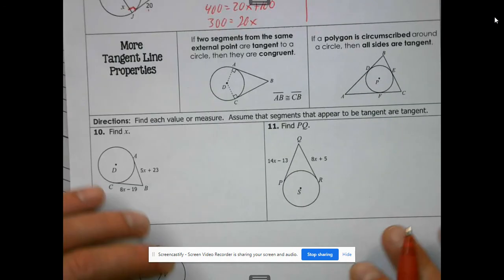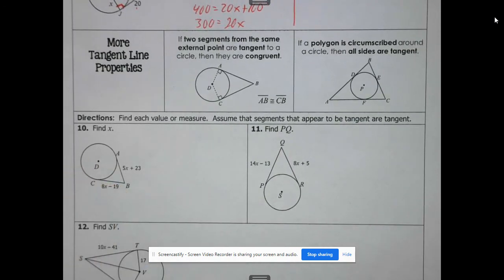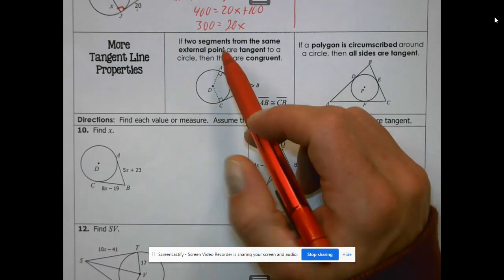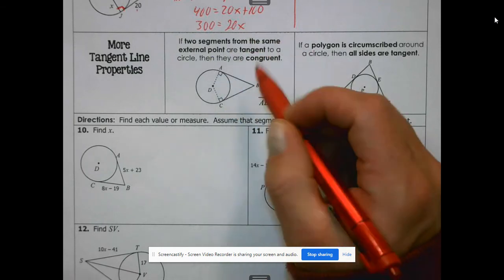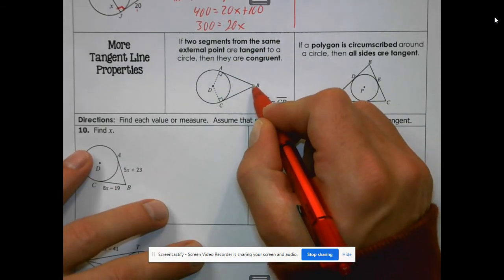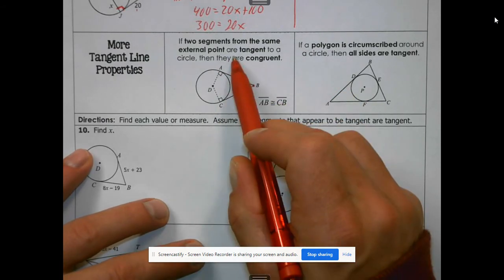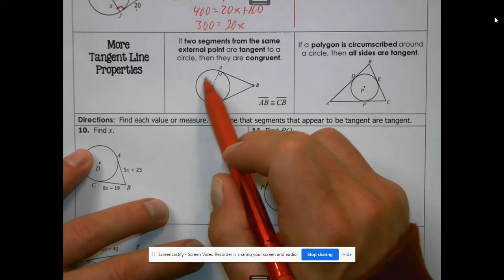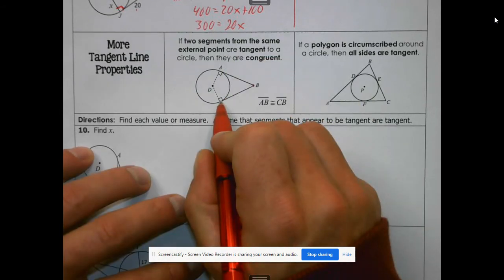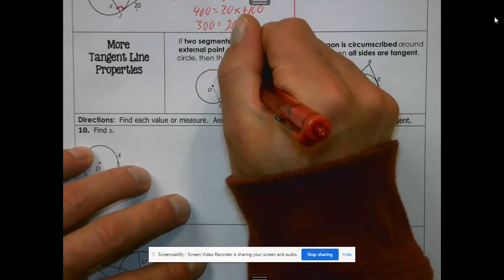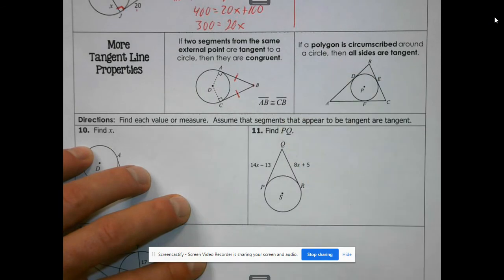All right, last section. This is more tangent line properties. First one says if two segments from the same external point, so right here, these segments come from the same external point, so BA and BC, are tangent to a circle, then they are congruent. So check it out. They both hit the circle at 90 degrees, so AB would be congruent to BC.